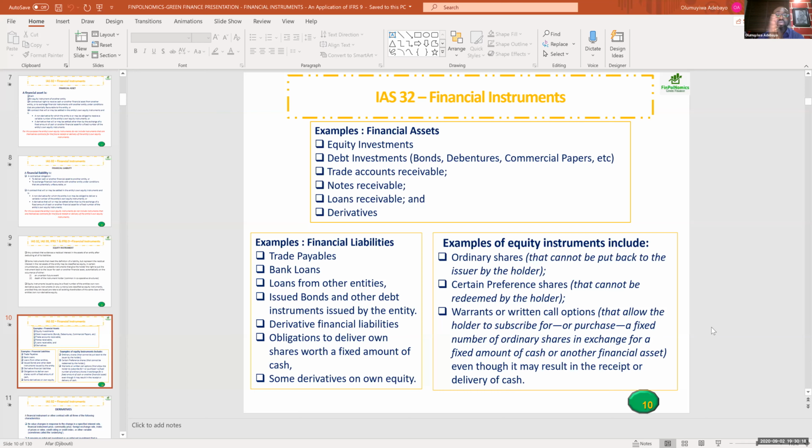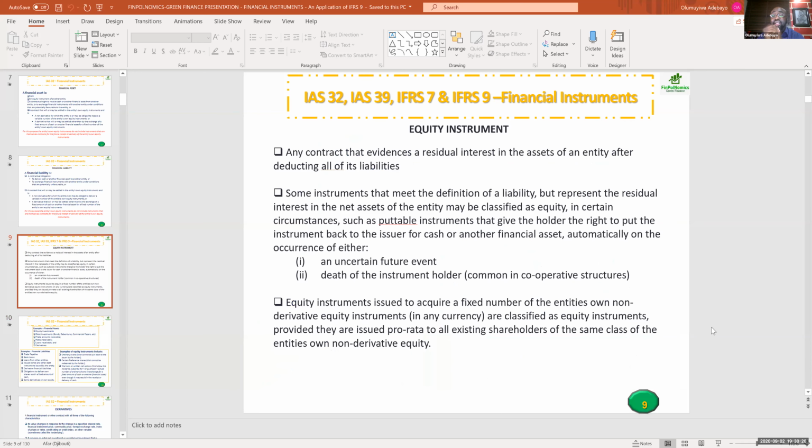Now let's look at equity instruments. Equity instruments are instruments that evidence residual interest in the assets of an enterprise after deducting liabilities. And that's what we call an equity instrument.